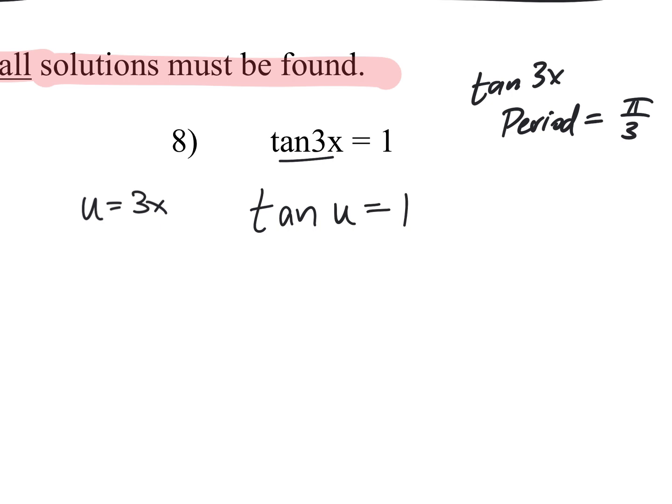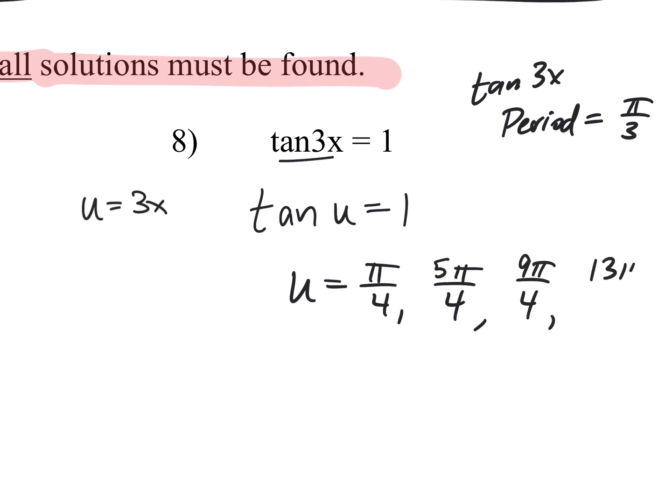So I'm thinking about my unit circle. I'm thinking about where those values of tangent equal 1. That happens at pi over 4, and it also happens at 5 pi over 4. The next solution would be 9 pi over 4. The solution after that, 13 pi over 4. I like to include a couple extra values just to confirm what you notice about the pattern in the solutions. So we know that u is actually the same as 3x.